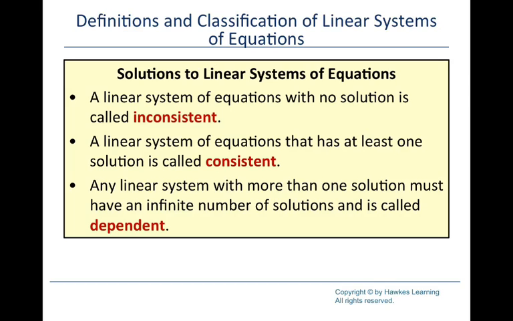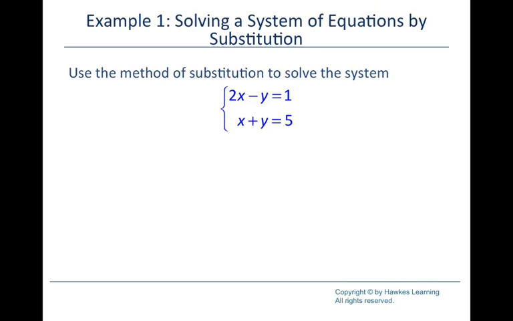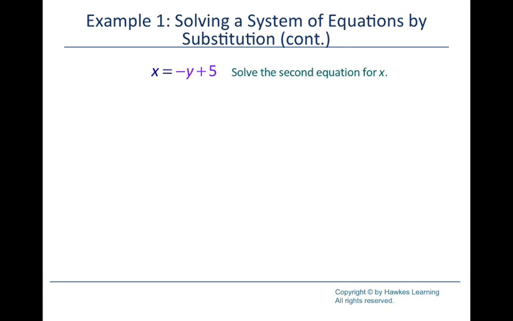So let's go on. It says use the method of substitution to solve the system. For substitution, you look for an x or a y without a coefficient in front of it. This has several x's and y's without coefficients in front of them. You take one of the equations and make it either x equals or y equals. So here we've got x equals negative y plus 5. That's the second equation. Then you put it in the first equation, which was 2x minus y equals 1, putting negative y plus 5 instead of the x.